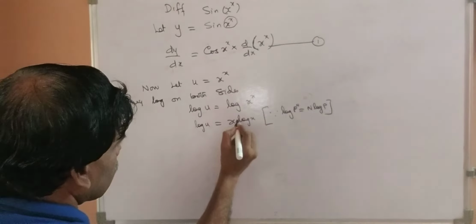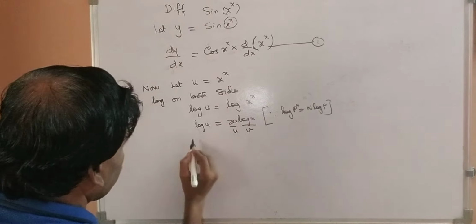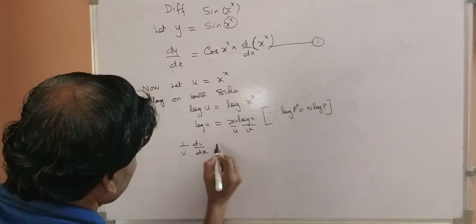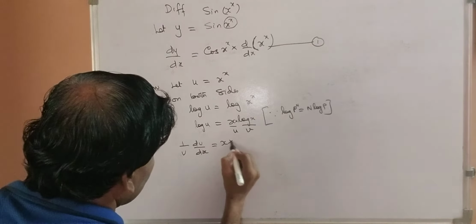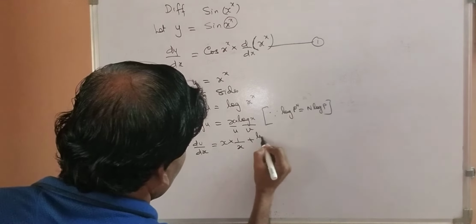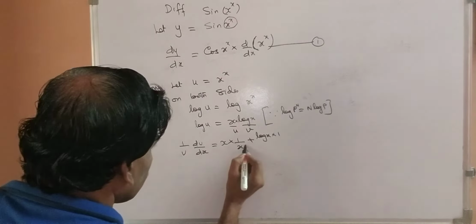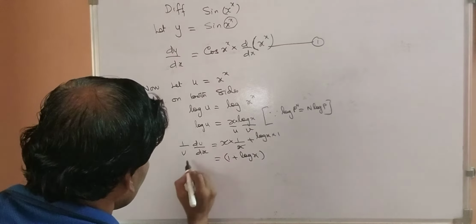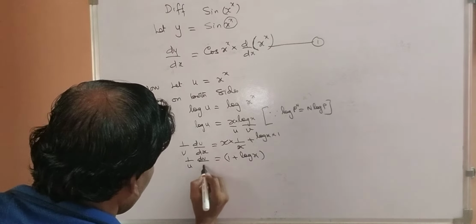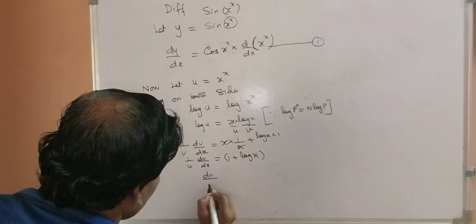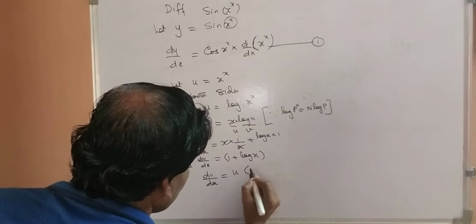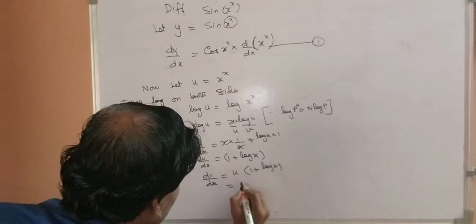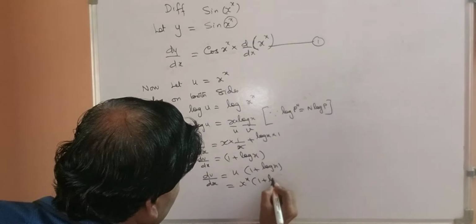So now look at this. This is which formula? u and v. So what is the derivative of log u? 1 by u du by dx equals, keep x and the derivative of log x, 1 by x, and keep log x and the derivative of x is 1. x cancels. So 1 plus log x, that is 1 upon u du upon dx. Therefore du upon dx equals u into 1 plus log x. But what is u? x to the power x into 1 plus log x.